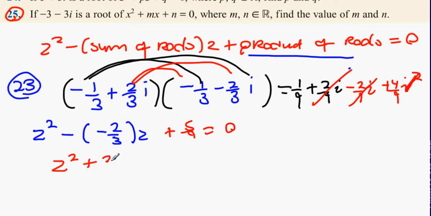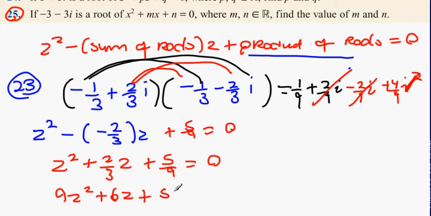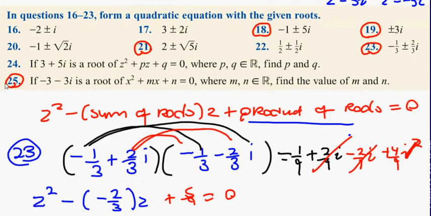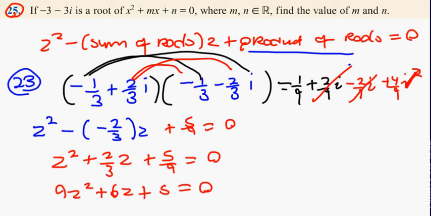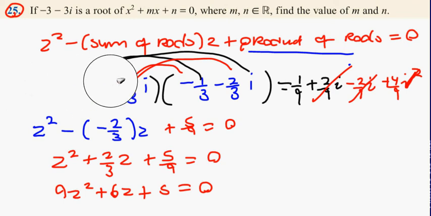Z squared plus 2 over 3 z plus 5 over 9 equals 0. So you're going to get 9z squared, then 3 multiplied by 2z is 6z, plus 5 equals 0. Okay, now we're on 25.